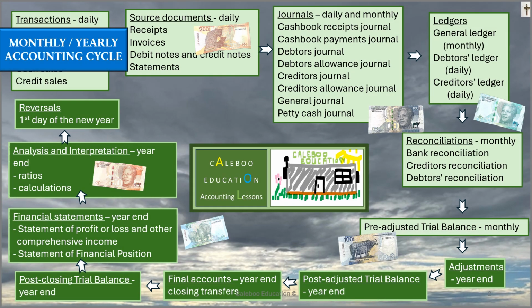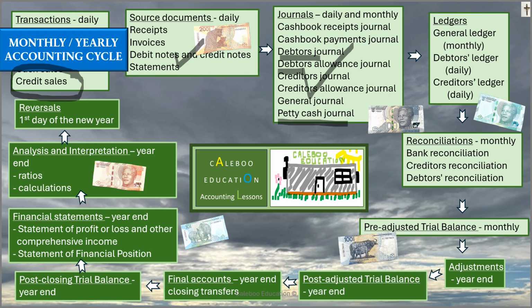Let's have a look where this video fits in the monthly bookkeeping cycle. So we're going to be looking at the debtors ledger and the debtors control account. So the transactions would be credit sales. There would also be debtors returning items and a few other transactions, maybe some discount. All these transactions will be recorded on documents. The documents will be recorded in the journals. So the debtors journal, the debtors allowance journal.